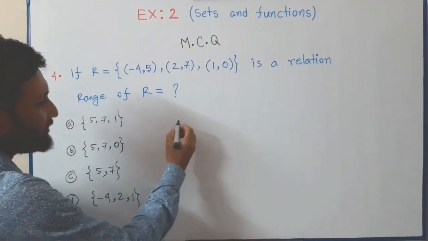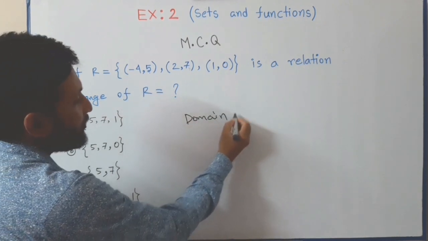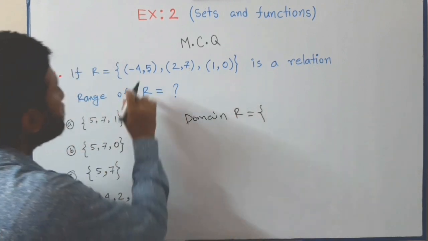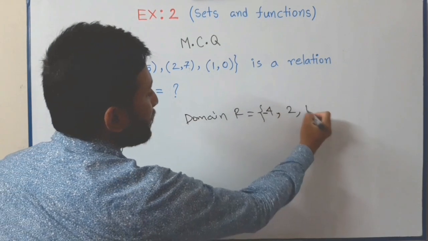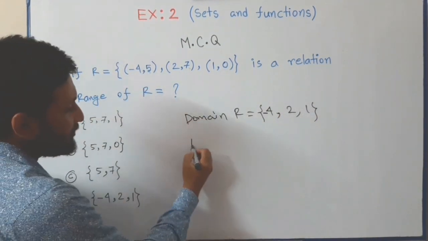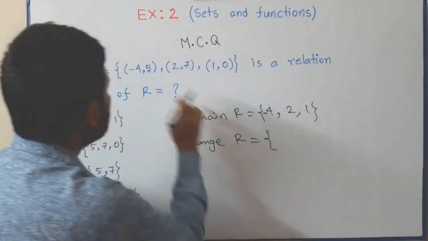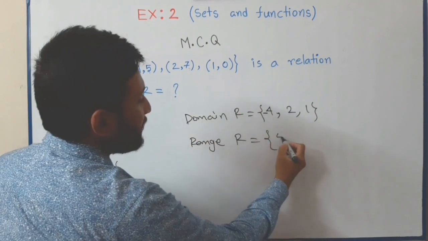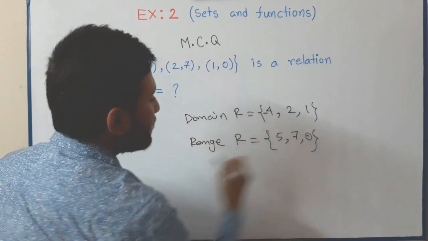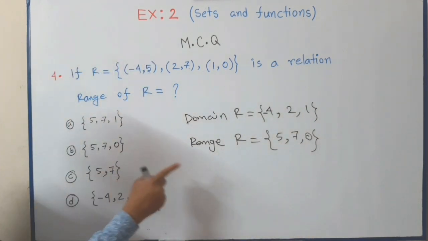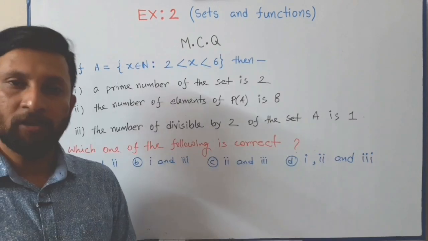So clearly, domain of relation R, all the first elements: minus 4, then 2 and 1. And range of relation R must be all the second elements, that means 5, then 7 and then 0. So our right option is 5, 7 and 0, that means option B. This is the right answer. Now next question.